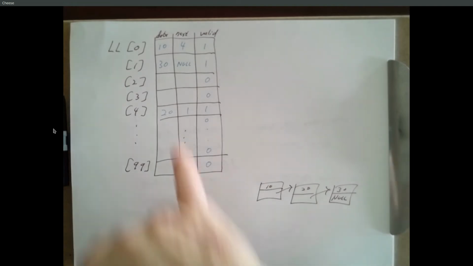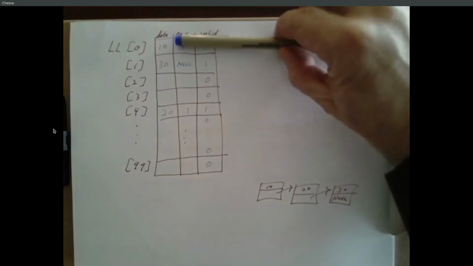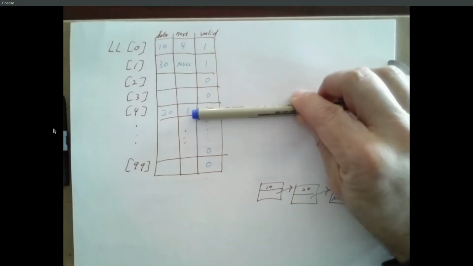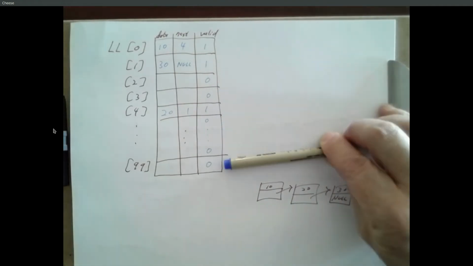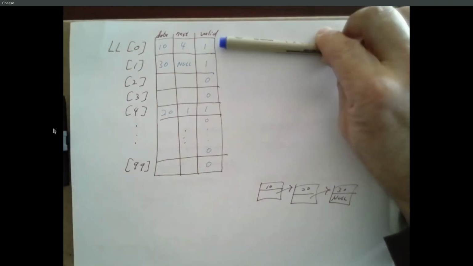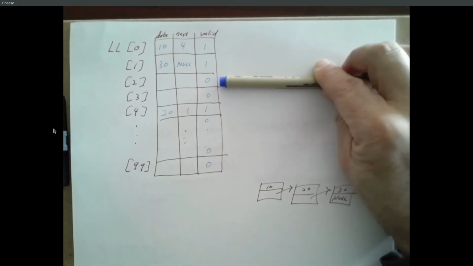Okay, if we're going to create a new node to insert into this list, the first thing we need to do is figure out where in our array we should put it. We don't want to put it here because that's storing our 10. We don't want to put it here because it's storing our 30. But we could put it right here, or here, or here, or here, and so on. So our algorithm is we're going to find the first entry in our linked list array where valid is 0. That's what your getNode function does for the ODP.